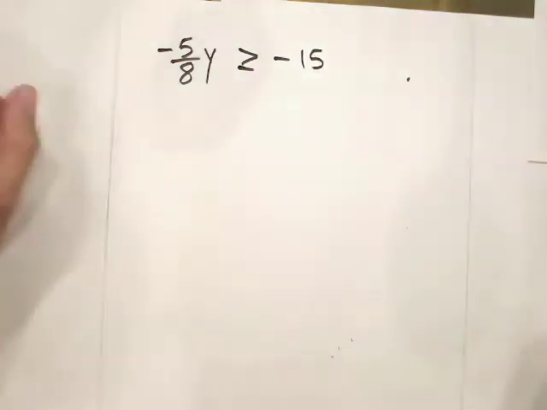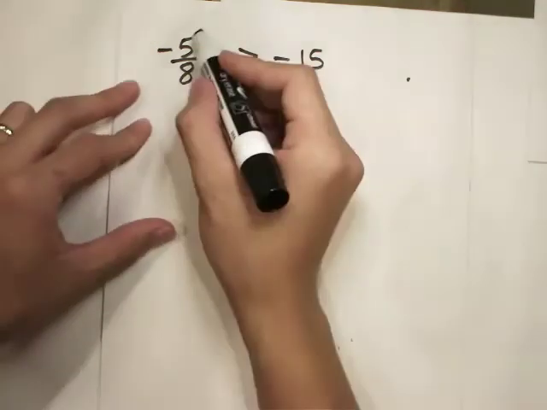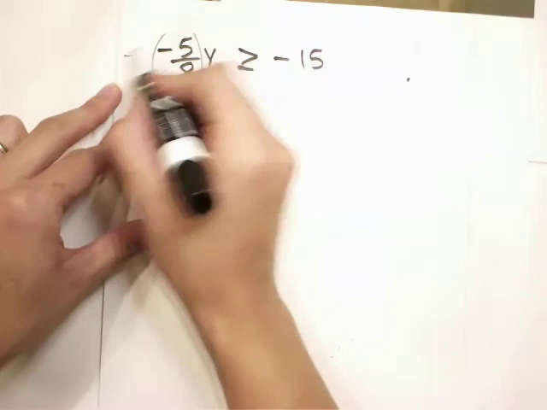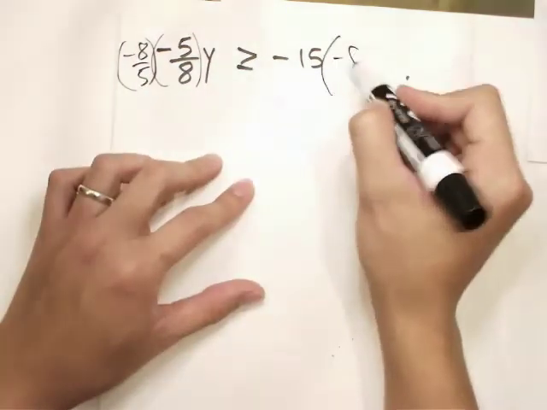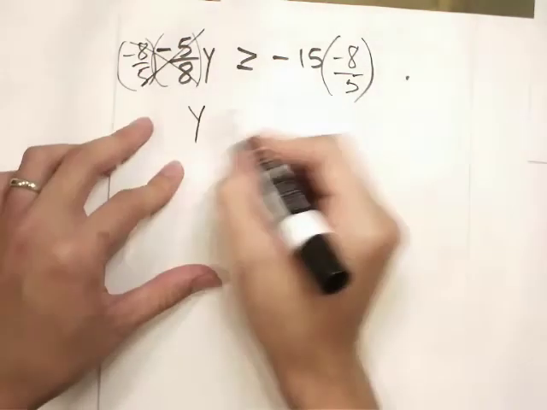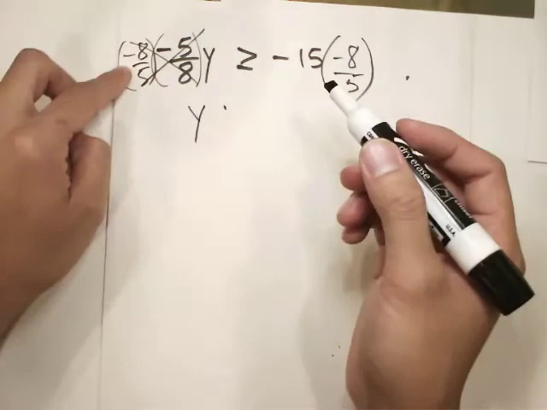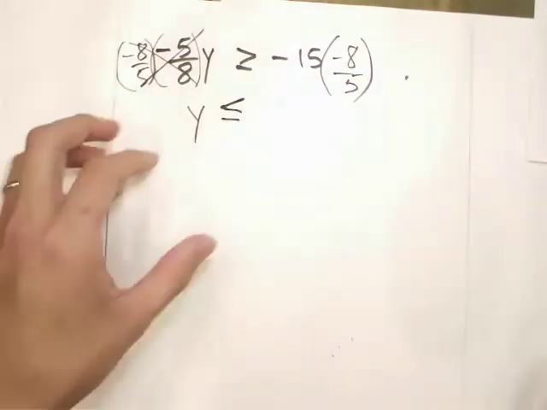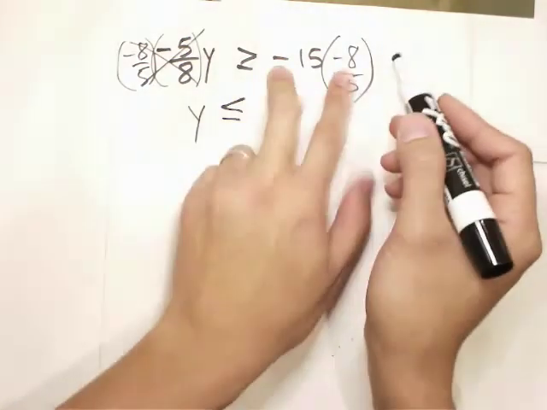Okay, now if we want to go ahead and get rid of this -5/8, we can certainly multiply both sides by its reciprocal, which is -8 over 5. And in the process of doing that, we will get rid of the -5/8 over here. And hopefully you still remember, because we're getting rid of this by multiplying by a negative value, we've got to flip our symbol.